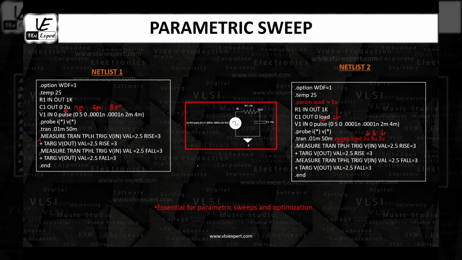So what will happen when HSpice starts? It will first take the value 2 micron. That is the starting point here, right? And it will run the simulation. It will calculate TPLH and TPHL from this netlist, and it will store it.